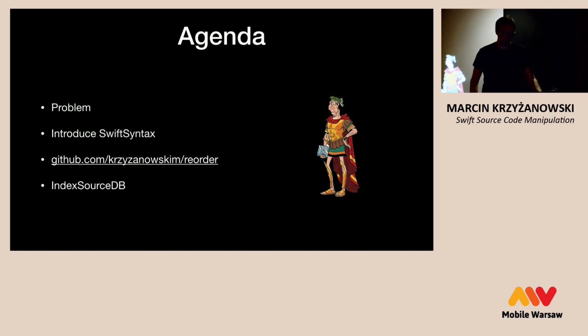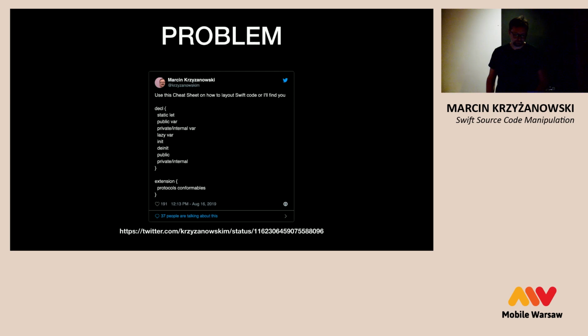To get started, I want to tell you a little bit about what you're going to learn today. First, we're going to define a not-so-imaginary problem related to source code structure. Then I'm going to introduce the Swift syntax library, and I will go through the API just shortly. Then we're going to talk about how to write tools like formatters, and after that, I'm going to introduce another tool, IndexStoreDB, and I use it to build a command line tool.